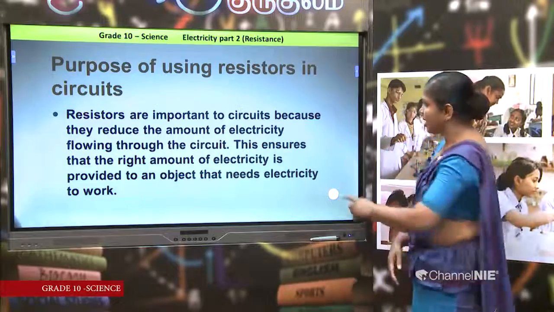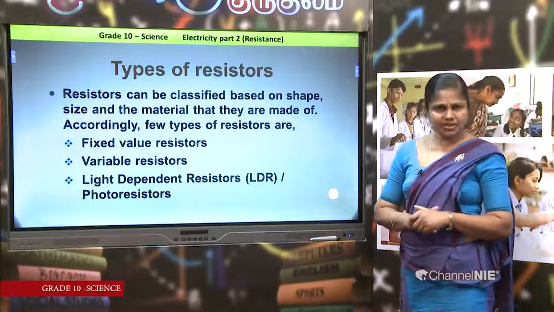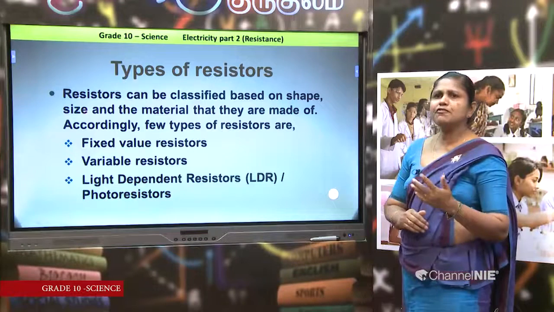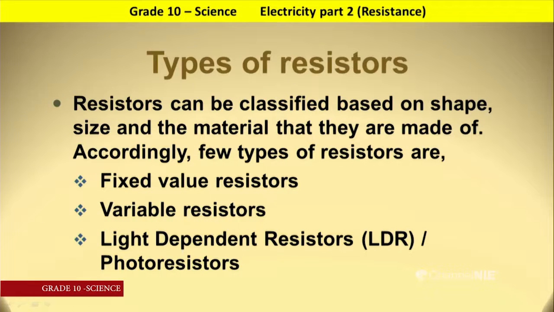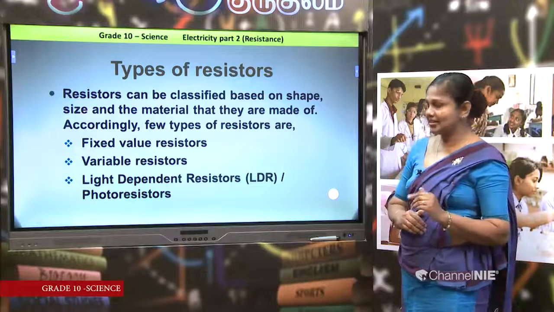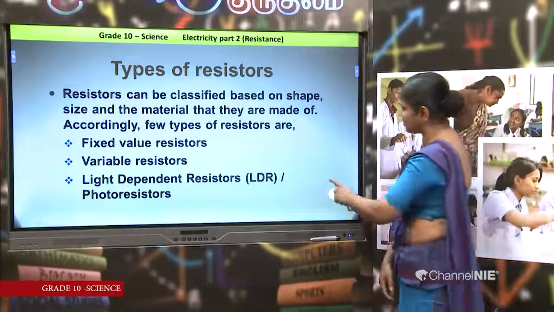As I told you earlier, there are a few types of resistors, children. What are the types of resistors? Fixed value resistors, variable resistors, light dependent resistors. In short, light dependent resistors are called LDR. LDR is also a kind of variable resistor. I'll show you what an LDR is later. First we'll see what fixed value resistors are.